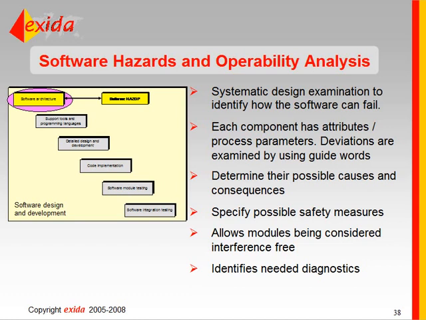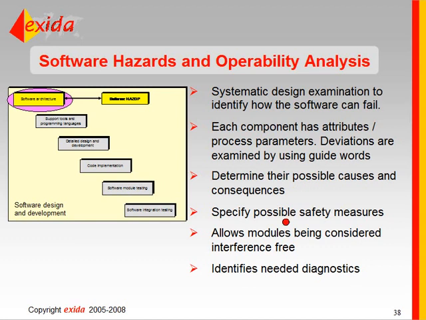Each component has attributes and process parameters, and deviations are examined by using guide words. So essentially it's like a structured brainstorming. You use these guide words to analyze the different parts of the software and brainstorm how it could fail. So it's not 100% reliable, but if you have a team of people working on it, 2, 3, 4, 5 people, you should be able to identify most of the likely failure modes of the software.